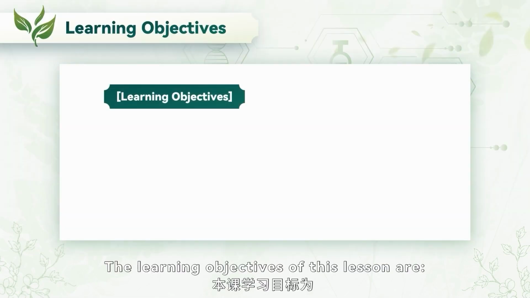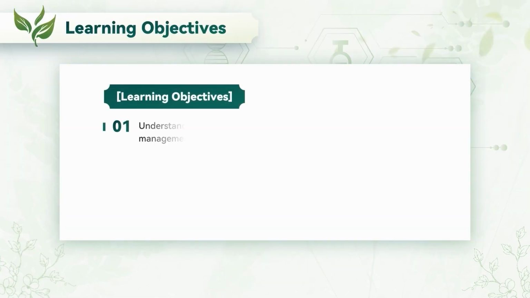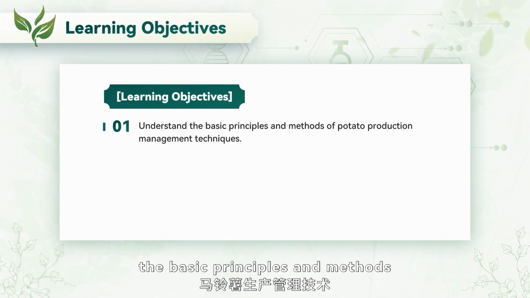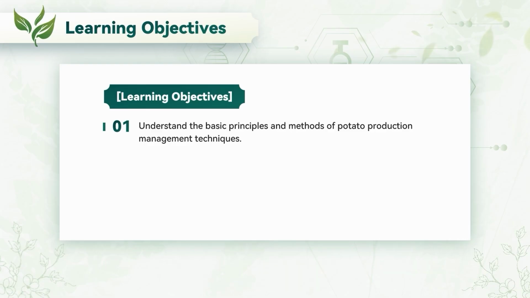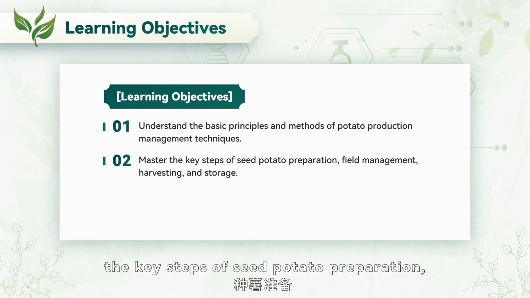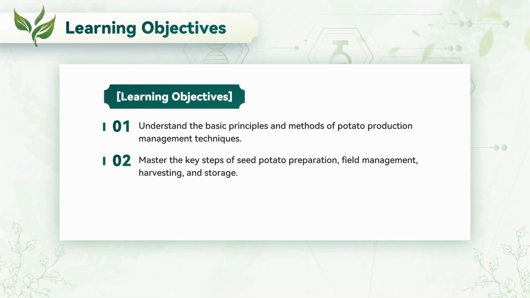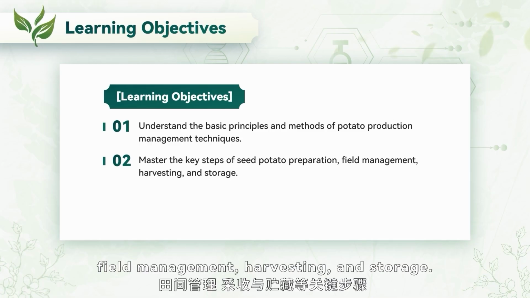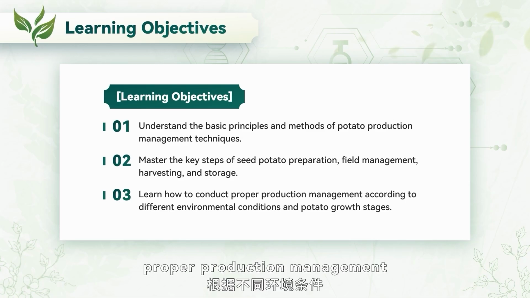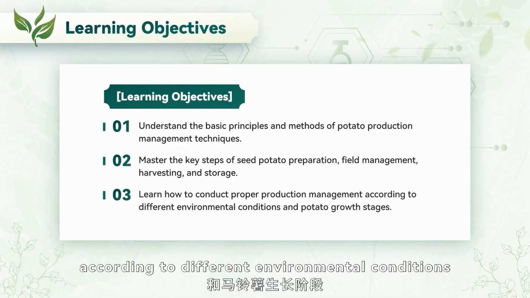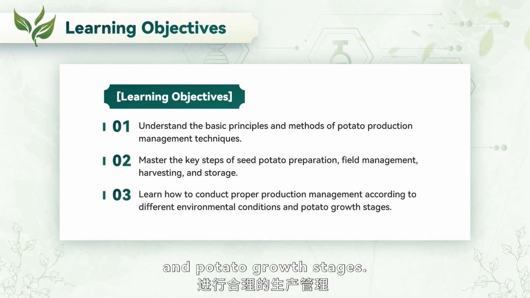The learning objectives of this lesson are: 1. To understand the basic principles and methods of potato production management techniques. 2. To master the key steps of seed potato preparation, field management, harvesting, and storage. 3. To learn how to conduct proper production management according to different environmental conditions and potato growth stages.